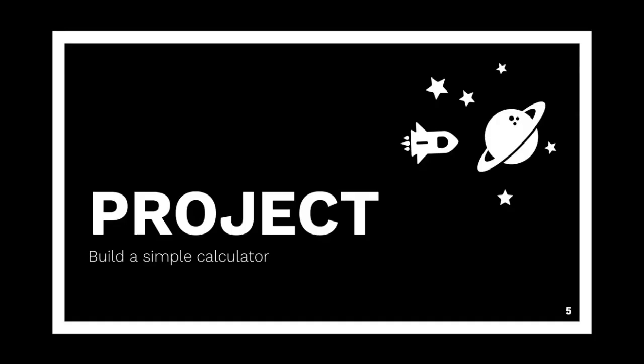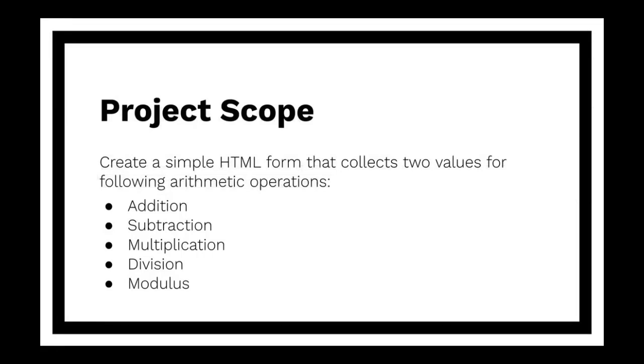So in this session, we're going to be building a simple calculator application. The scope of the application is just the user enters two numerical values, and depending on those values, we perform some calculations and display the result, right? So let's go ahead. All right, so this is the project scope. We'll create a simple HTML page, a simple HTML form that will collect two values from the user and perform these arithmetic operations.